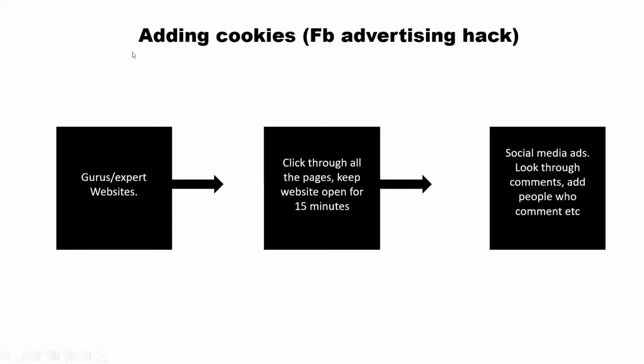So what we're going to do is go to gurus' and experts' websites on Google. We're going to click through all the pages on that website. We're going to keep the website open. We're going to interact with it. And then what's going to happen, and it happens very quickly, you're going to start to notice social media showing you ads based on what you looked at on Google. Very, very cool. So we're going to look through the comments and add people who comment.